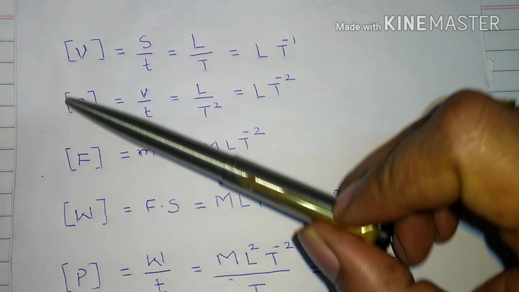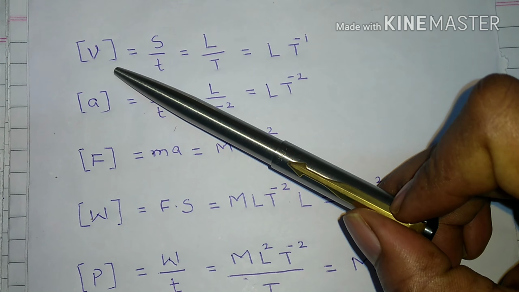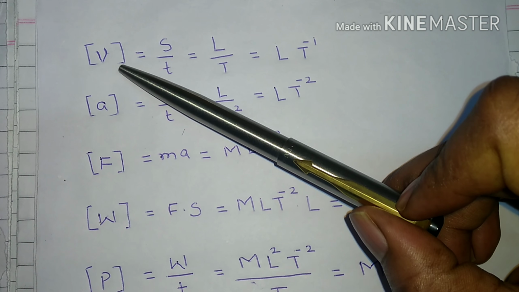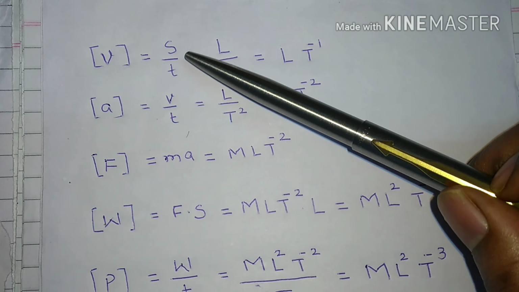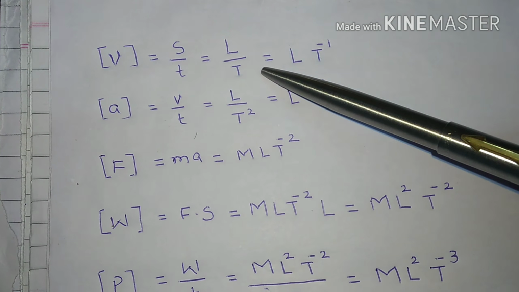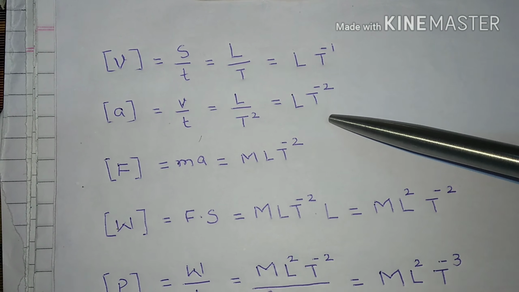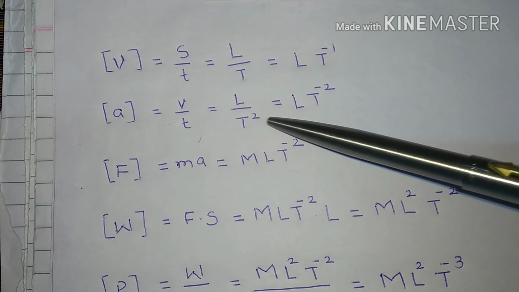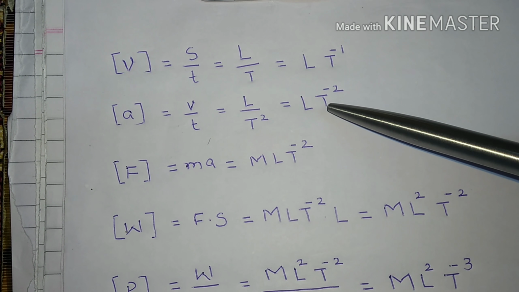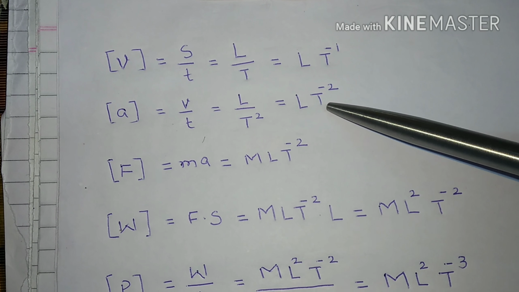See here, this is velocity. Velocity I am writing in a bracket. The dimension of velocity I am asking. So it is equal to displacement by time. Displacement is nothing but length. So L by T. So LT^-1 is dimension of velocity. Similarly, you go for acceleration. Acceleration is equal to velocity by time. So this is L by T square. This is LT^-2. So dimension of acceleration is LT^-2.